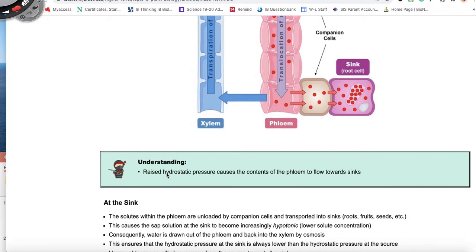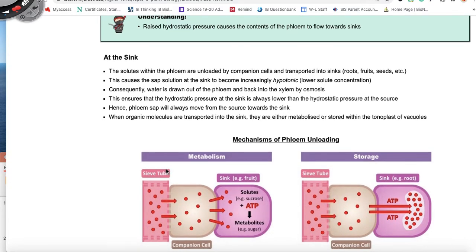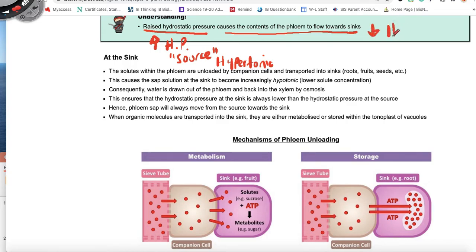So moving down here, this is just a recap pretty much of what we just said, right? Raised hydrostatic pressure causes the contents of the phloem to flow towards the sink. So you're going to find a higher hydrostatic pressure at the source because that area is going to be hypertonic. So water is going to move towards that area. And at the sink, you're going to find lower hydrostatic pressure. And then the solution here at the sink is going to be hypotonic. That's the next essential understanding.